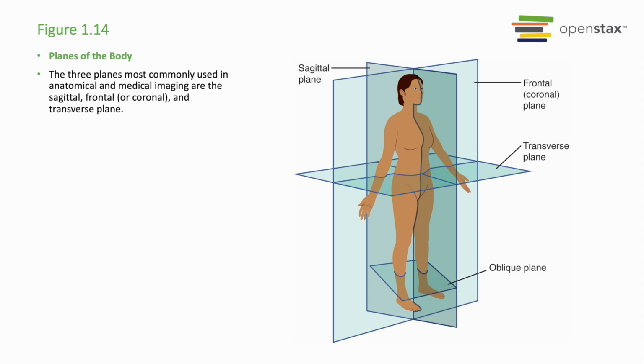The frontal or coronal plane enters through the right side of the body, passes through the body, and exits from the left side. It divides the body into front, anterior, and back, posterior halves. The sagittal plane enters through the back and emerges through the front of the body. It divides the body into right and left halves. The transverse plane passes through the body perpendicular to the frontal and sagittal planes. This plane is a cross-section which divides the body into upper and lower halves.